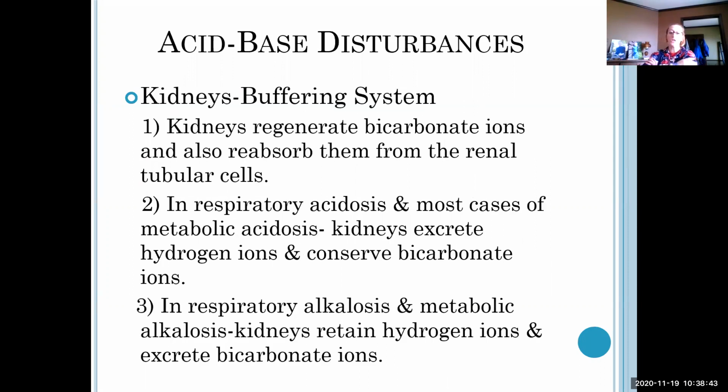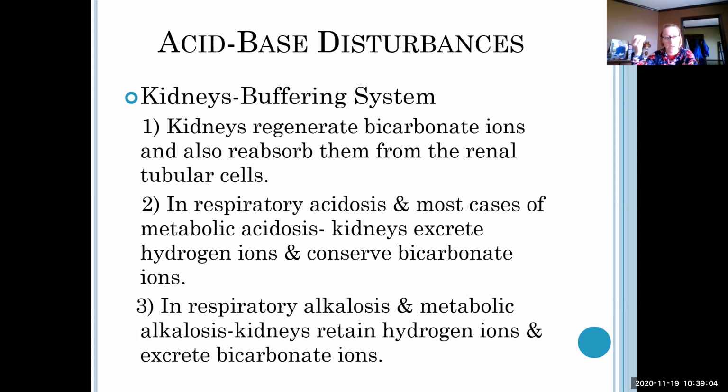And then our kidney buffering system. Our kidneys regenerate bicarbonate ions, but also reabsorb them in the renal tubules. In respiratory acidosis and most cases of metabolic acidosis, with acidosis in general, our kidneys excrete hydrogen ions and conserve bicarbonate ions.